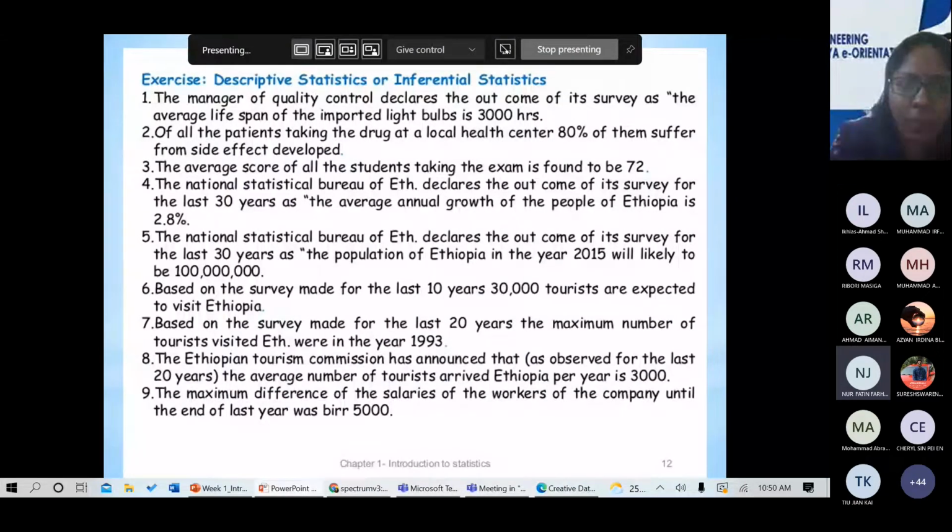Okay, so there's two parts to it. What about the descriptive people? What do you think is descriptive? Because it just says the average of the students. Yeah, so maybe just descriptive. But it says the average score of all the students taking the exam is found to be 72. That means everyone, we already include everyone, and the average is 72. So are we saying everyone, we have included everyone, and then the average is 72?